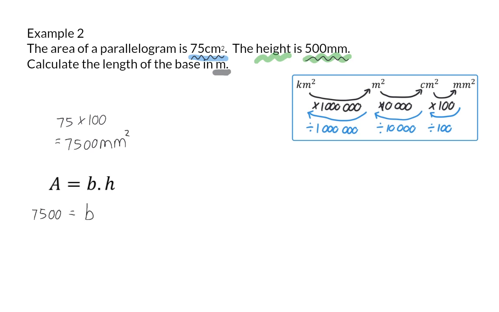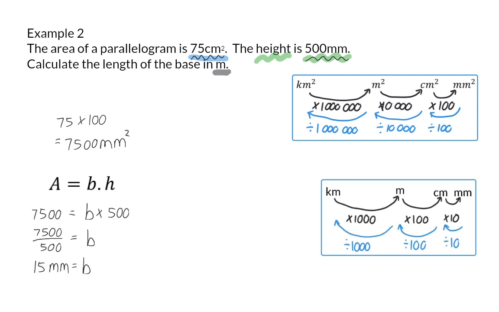This base is multiplied by the height, which we know is 500 millimeters. Now we need to solve the equation to get the value of b. And to do that, we are going to divide both sides by the 500, which is multiplied to b at the moment. This means that b is 15. And because we used both measurements in millimeters, b will be 15 millimeters.